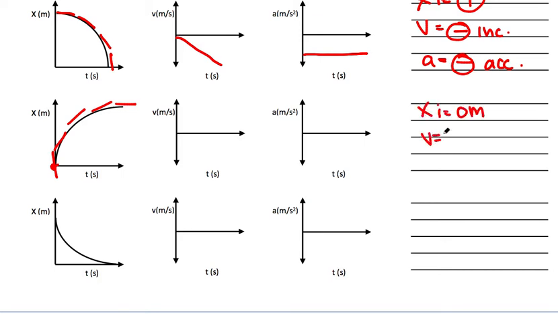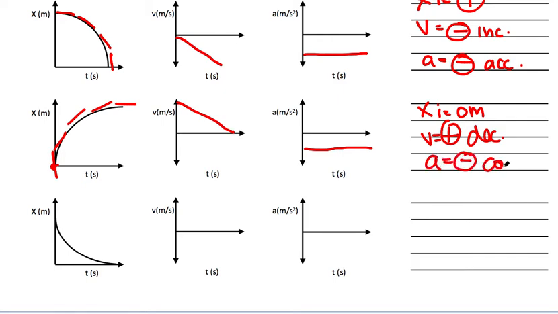Our velocity is decreasing in the positive direction. So we have a positive decreasing velocity. So positive side, because that's what the positive sign means. And it's decreasing. So it starts at a greater velocity than it ends. Positive, decreasing. All right, let's look at the slope of this line. The slope of this line is negative and constant. So we have a negative constant acceleration.